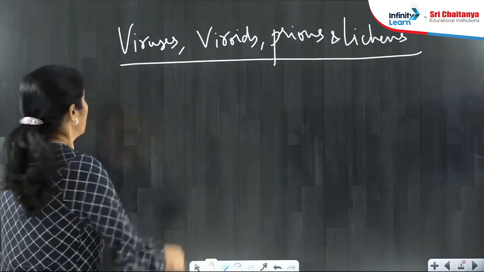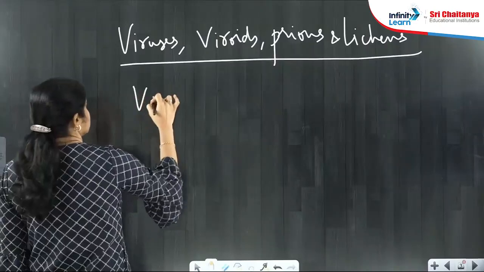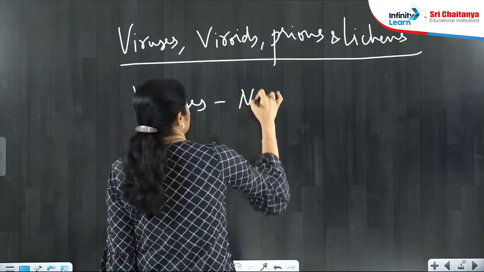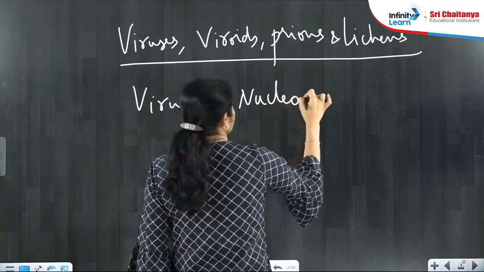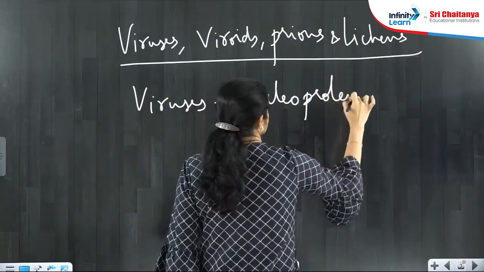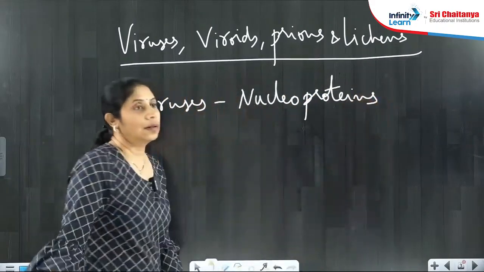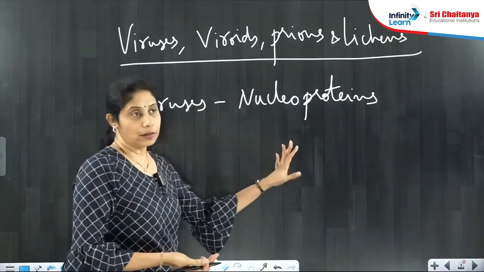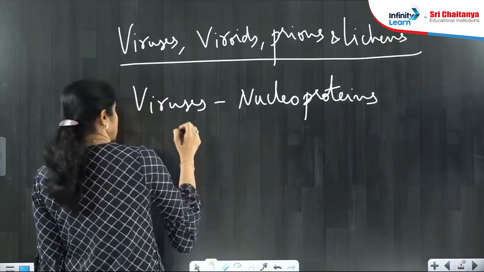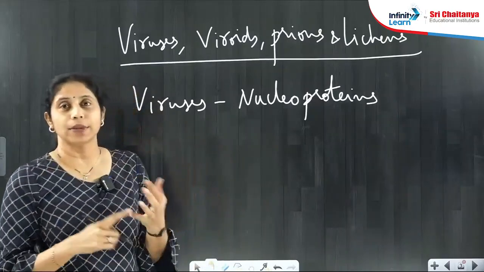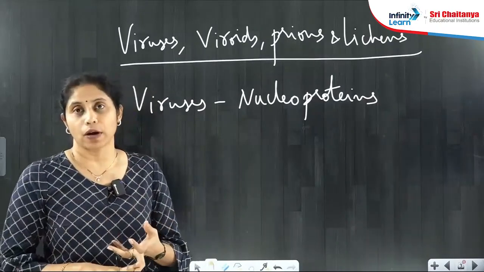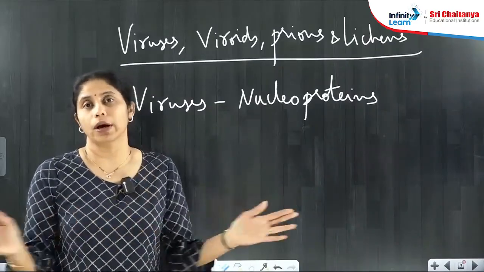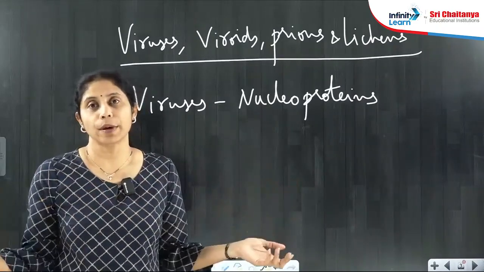Now, viruses. First one, viruses. Viruses are made up of nucleic acids and proteins. So, nucleoproteinaceous particles. They are made up of nucleic acids and proteins. So, nucleoproteins, but these are lacking. They lack cytoplasm, they lack the nucleus, they lack the membrane bound cell organelles. Nothing is there. No cytoplasm, no nucleus, no membrane bound organelles, no cell wall, no plasma membrane.